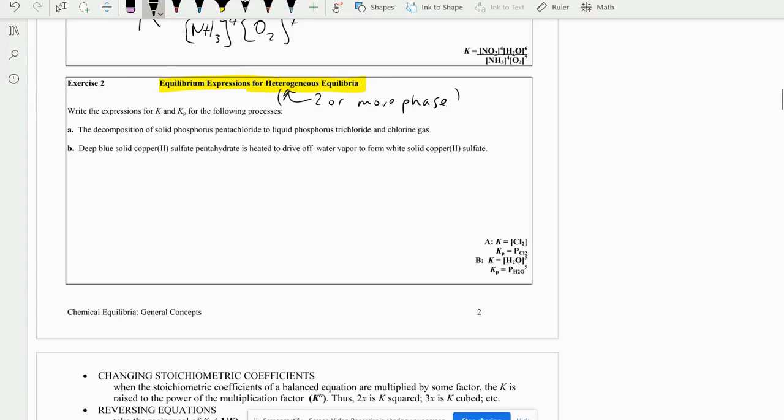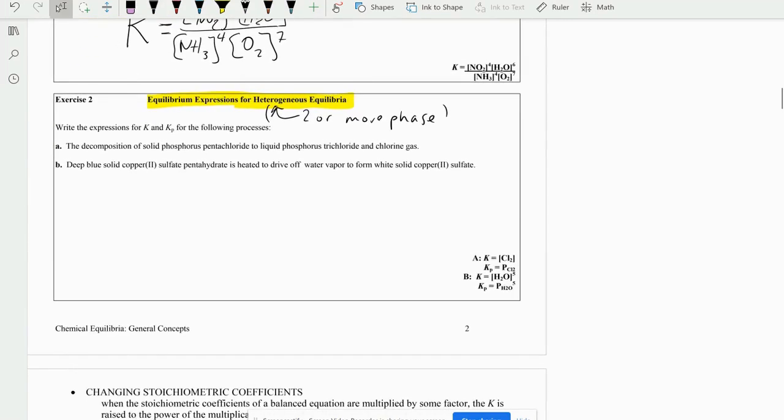Now, with this exercise, it wasn't as convenient as the first one. They did not actually give us the reaction. So in this particular case, we need to write the reaction out. So let's go ahead and do A really quick. The decomposition of solid phosphorus pentachloride. So phosphorus pentachloride, and this is important when you include your states of matter, solid. And that is going to liquid phosphorus trichloride and chlorine gas.